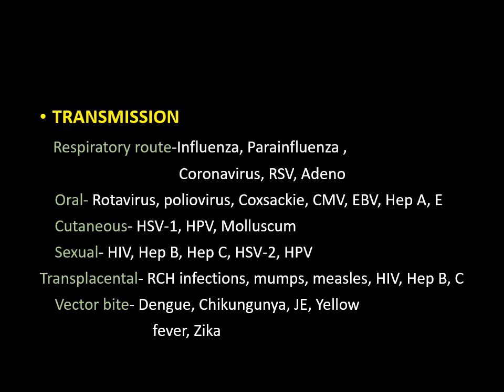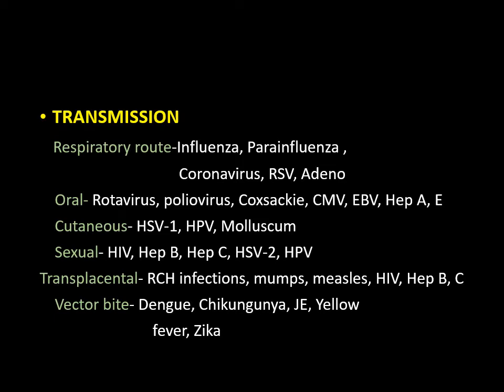Transplacental route, like we have TORCH infection. TO is for toxoplasma, R is for rubella, C is for cytomegalovirus, and H is for herpes infection. These viruses are transmitted through the transplacental route, meaning from mother to child. Then mumps, measles, HIV, hepatitis B and C can all be transmitted to the child.